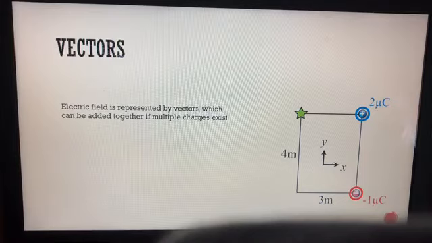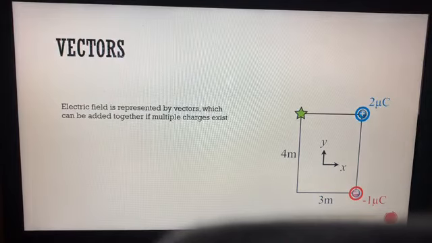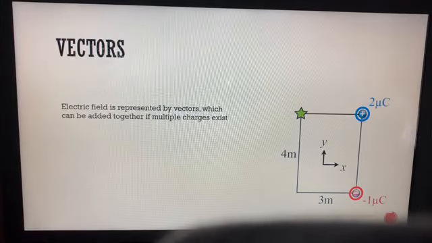Let's talk about vectors now. Electric fields can be represented by vectors. This is especially useful when you're solving problems that involve multiple charges that create multiple electric fields. Vectors, as you know, can be added together using a bit of trigonometry. For example, you could calculate the electric field that this green star is experiencing due to the 2 point charges here and here.